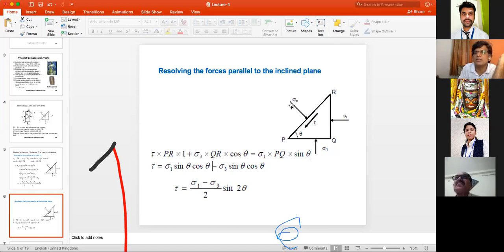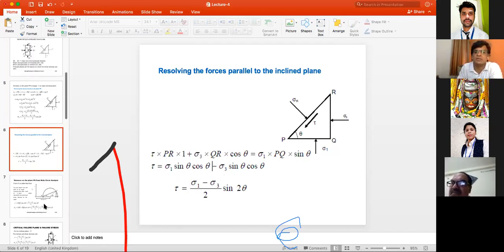Apart from that, there is another force, the normal stress sigma n, but it acts normal to the plane, so we will not consider that force. If you resolve this equation, tau is equal to sigma 1 sin theta cos theta plus sigma 3 sin theta cos theta, which gives the shear stress tau equal to (sigma 1 minus sigma 3) by 2 sin 2 theta. So far we have found both the normal stress and the shear stress.